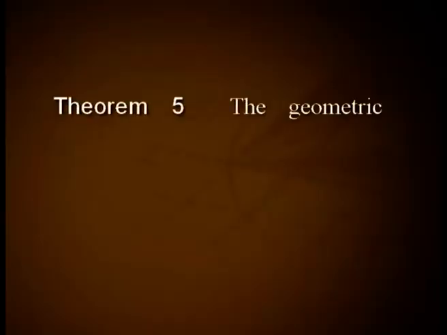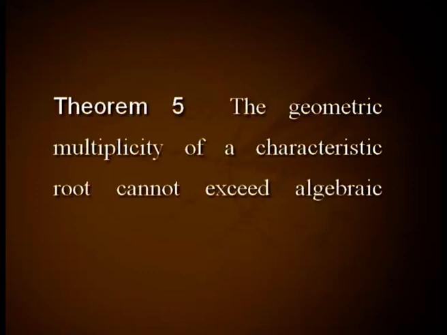We conclude the session by stating a result. Theorem 5. The geometric multiplicity of a characteristic root cannot exceed the algebraic multiplicity of the same. Let us summarize this session. In this session, we have discussed the characteristic space of a given matrix corresponding to a characteristic root. The method of finding characteristic vectors associated with a characteristic root has been discussed. The definitions of algebraic and geometric multiplicity have been given.